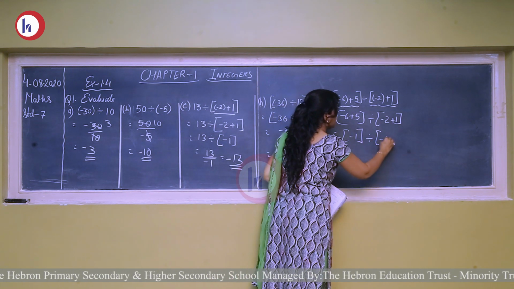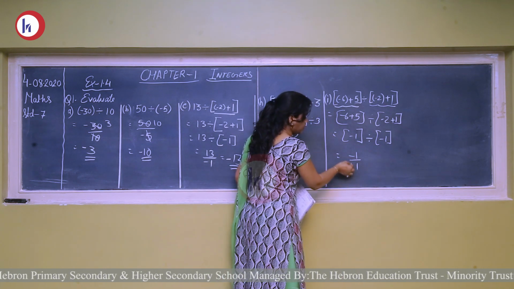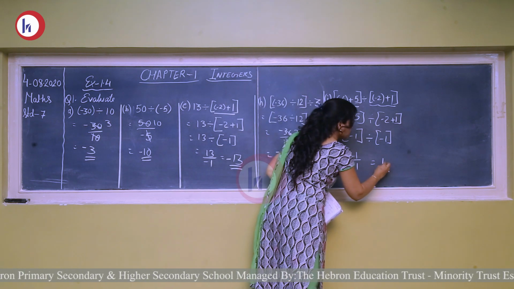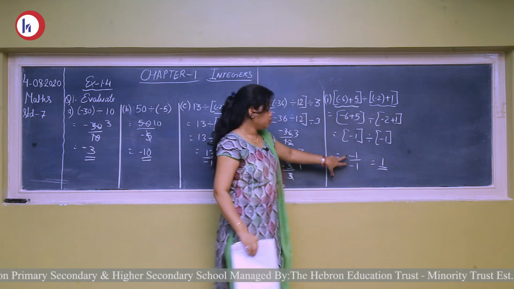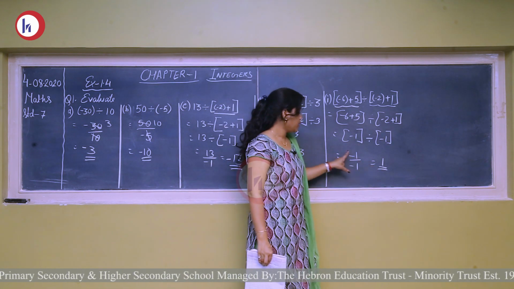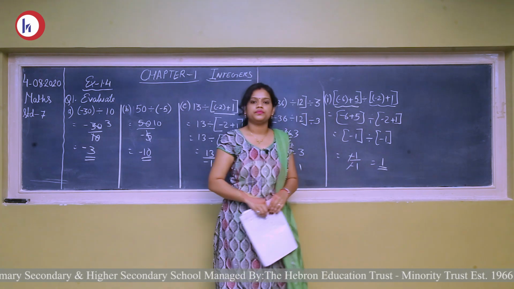Divided by minus 1. So minus 1 divided by minus 1, if you see minus and minus, whenever two same signs are divided, the answer is always positive. Two same signs, answer will be positive. So 1 divided by 1 will give you 1 and the minus gets cancelled, so your answer will be plus 1.